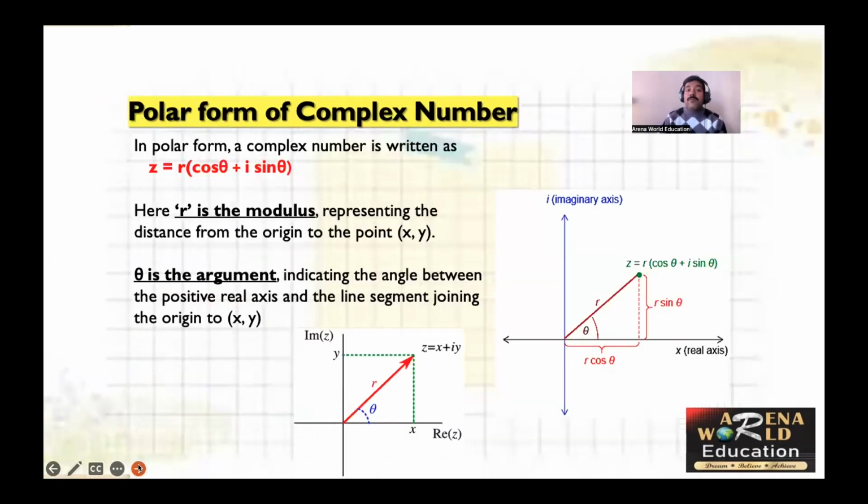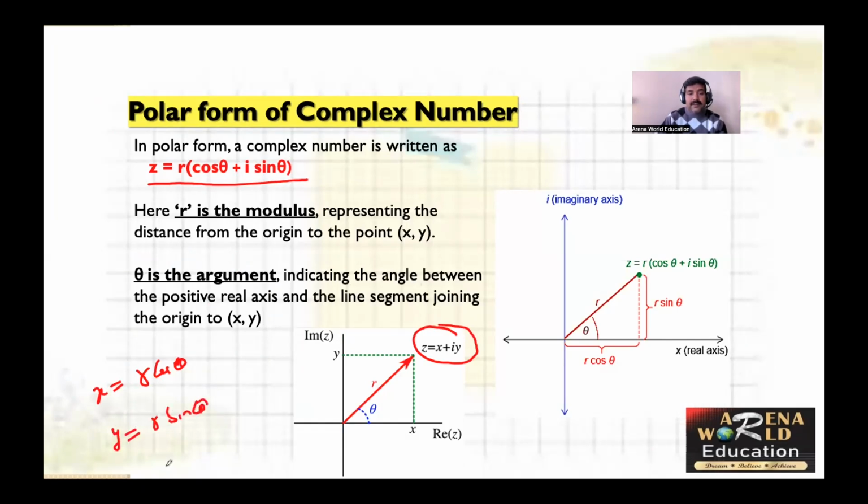Now it is the polar form of a complex number. Always remember, in polar form, a complex number is written as z is equal to r into cos theta plus iota sin theta. Right? What is the original form of a complex number? It was z is equal to x plus iota y. It means, what is x? x will be equal to r cos theta. What is y? y will be r sin theta.